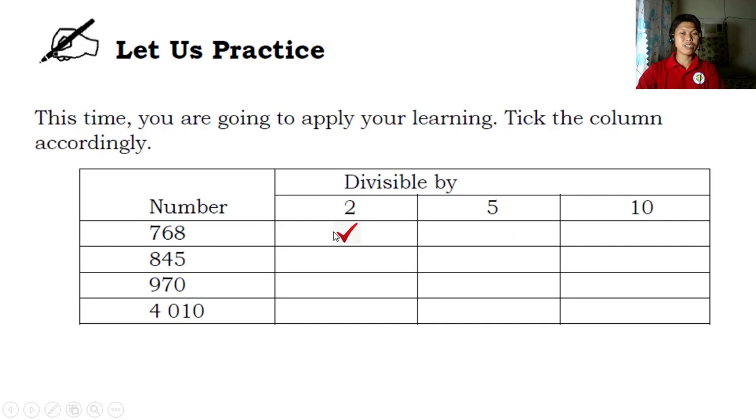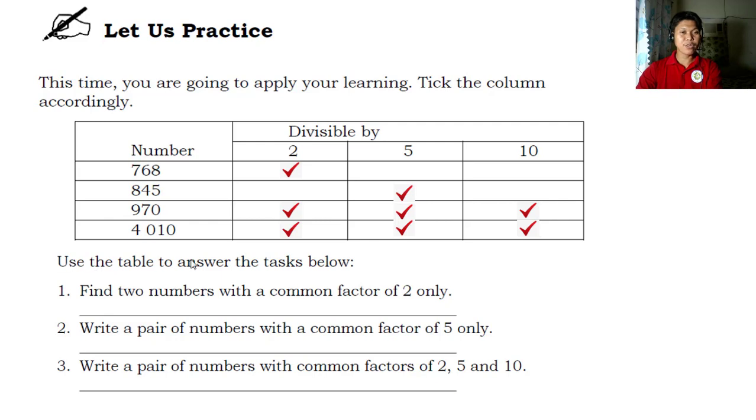How about 845? Is it divisible by 2? Hindi, kasi even number lang dapat. This is an odd number. Next, 5. Pwede kasi nga it ends with 5. And 10, hindi pwede kasi it does not end with 0. Next is 970, an even number, so pwede dito. Pwede rin siya sa 5 and pwede rin siya sa 10. Kapag it ends with 0, yan ang clue natin. Pwede siya sa 2, sa 5, and sa 10. Kagaya nitong 4010. Okay, so this time, use the table to answer the task below. Number 1, find two numbers with common factor of 2 only.